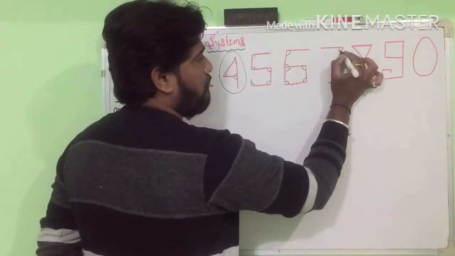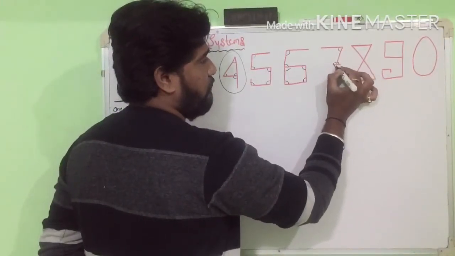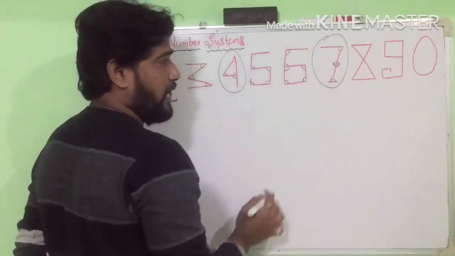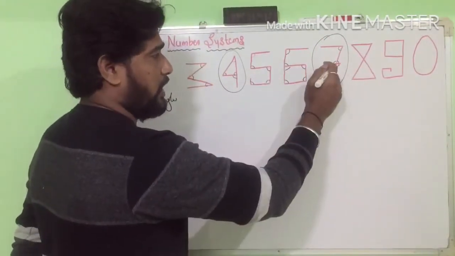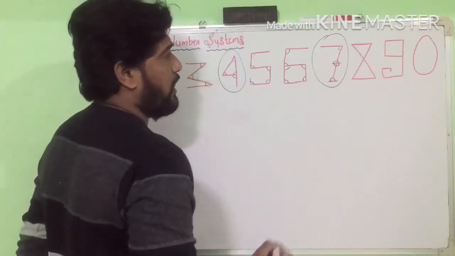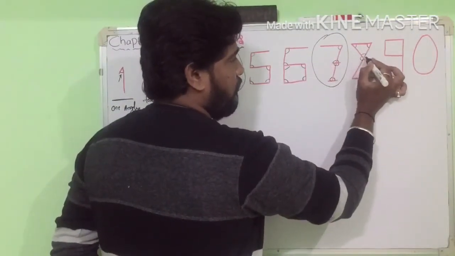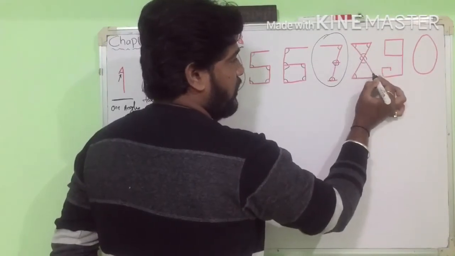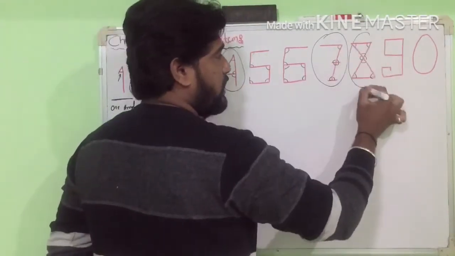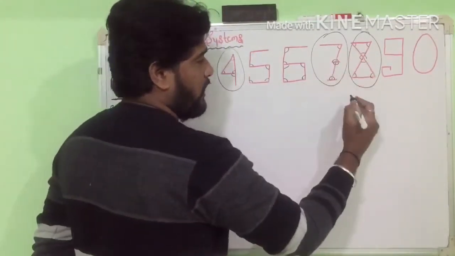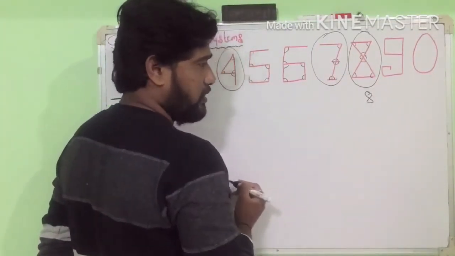And here 1, 2, 3, 4, 5, 6, 7. So this symbol contains 7 angles. So they gave the name 7. And similarly here 1, 2, 3, 4, 5, 6, 7, 8. This symbol has 8 angles. So they gave the name 8 and we modified that number. We will write 8 like this, right?